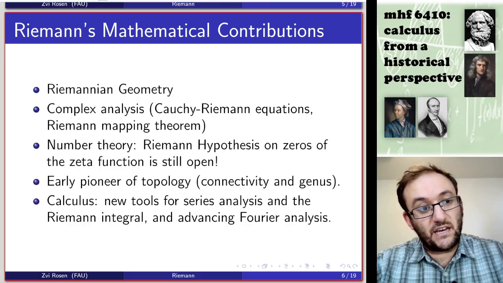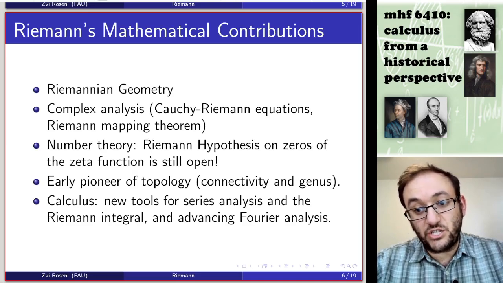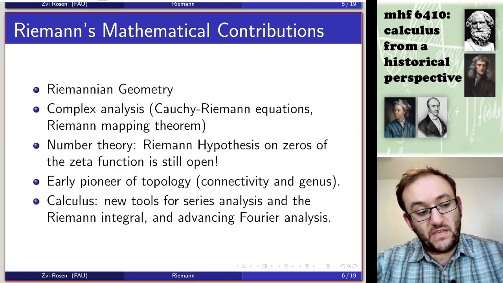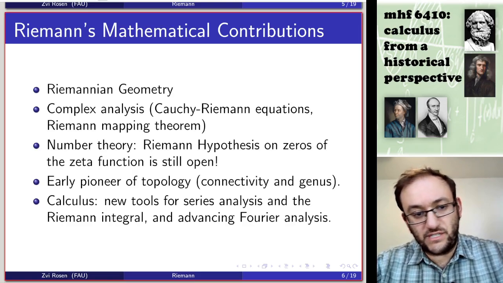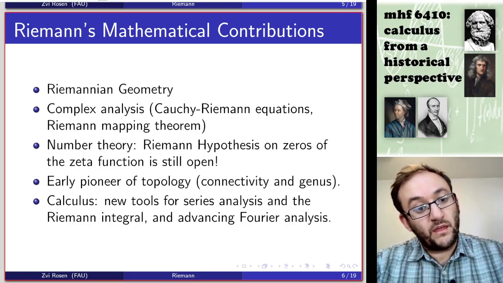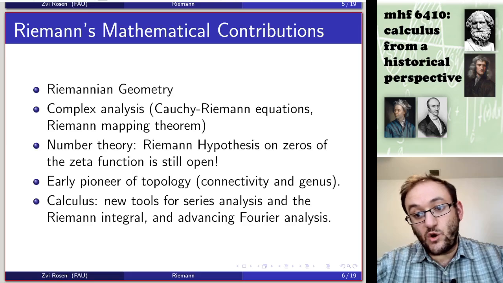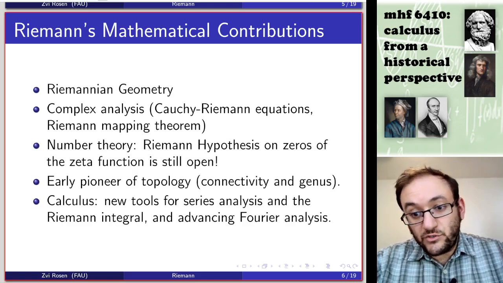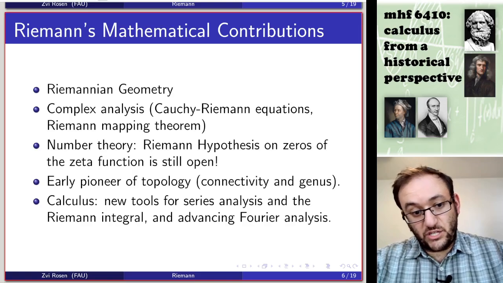So here are a few things that Riemann contributed to the mathematical world. The first, perhaps what he's best remembered for, is Riemannian geometry, the study of higher dimensional manifolds, an extension of a lot of the geometric ideas of Gauss to higher dimensions. He also made huge innovations in complex analysis. For example, the Cauchy-Riemann equations are named after him, as well as the Riemann mapping theorem. He was huge in number theory, and the Riemann hypothesis is perhaps the most famous open problem in mathematics, describing the distribution of zeros of the zeta function. He also pioneered some ideas of topology in its early phases, like connectivity and genus.